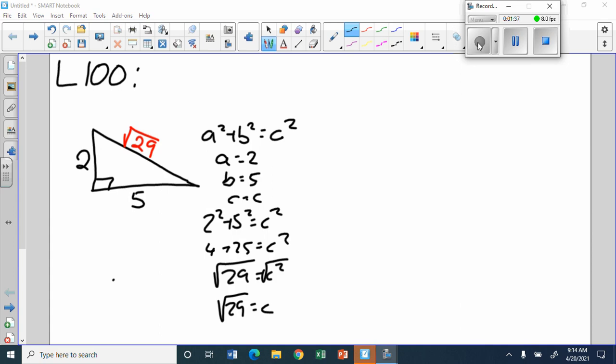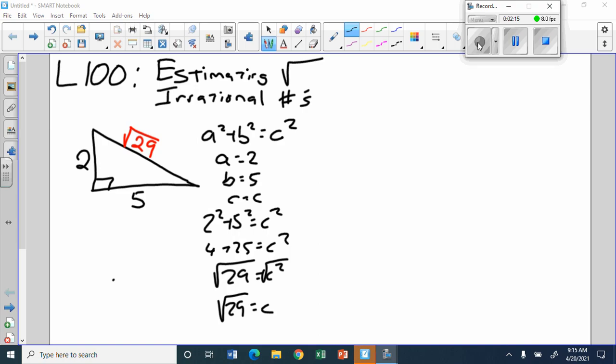Now, today's lesson is on 2 parts. One, estimating square roots. And the other part of this lesson is irrational numbers. Square root of 29 is an irrational number. Okay? What is it about equal to? And that's what we want to look at.